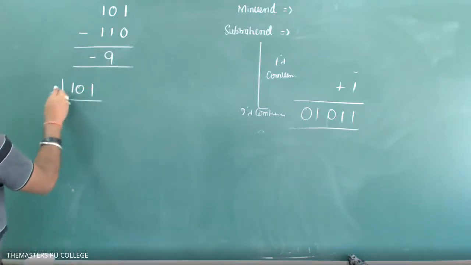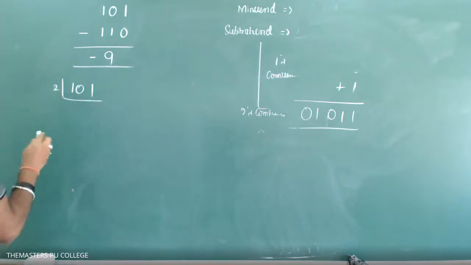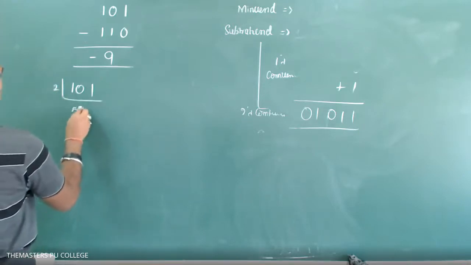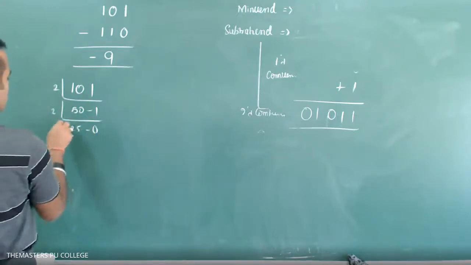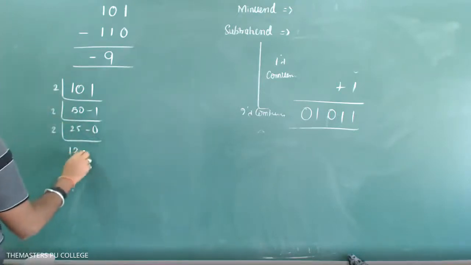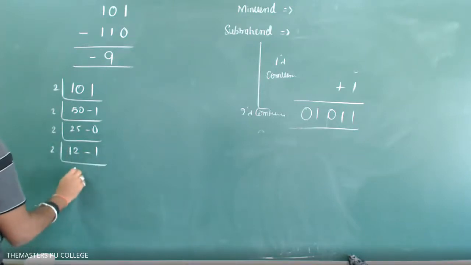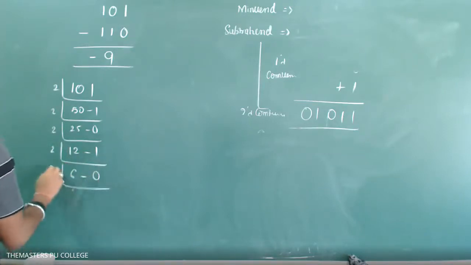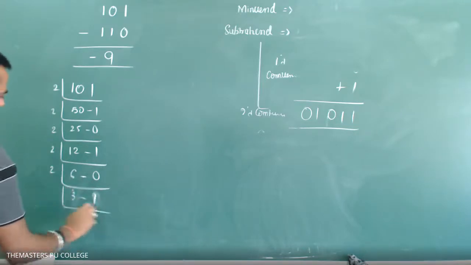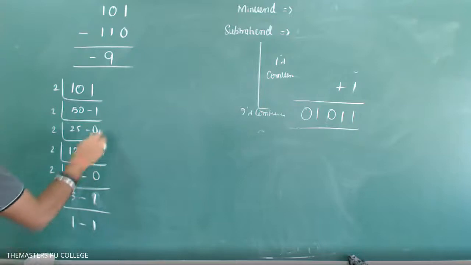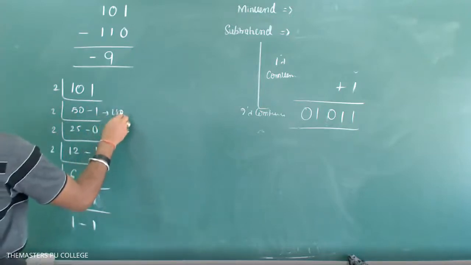101 divided by 2. Okay, so 50, remainder 1. Next 25, remainder 0. Next 2 12 are remainder 1. Next 2 6 are remainder 0. Next 2 3 are remainder 1. 2 1s are remainder 1. Okay, so this is LSD, this is MSD.